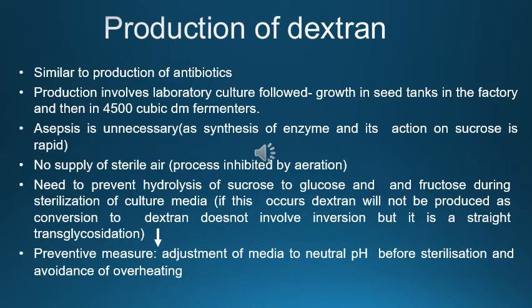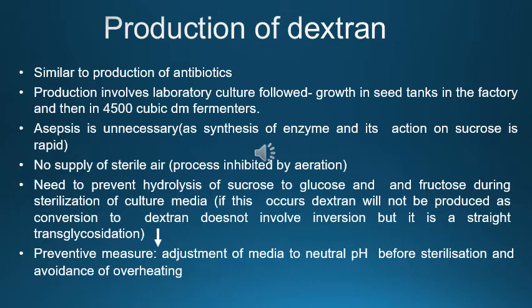Next is about the production of dextran. The method is similar to the production of antibiotics, that is fermentation. Here, the organism is inoculated in the medium in the seed tank, and then it is transferred to the fermenters, which have a capacity of about 4,500 cubic dm. Aseptic conditions are not required because conversion of sucrose into dextran in presence of enzyme is very rapid. Also, the supply of sterile air is not required. If at all this is done, then the process is inhibited.